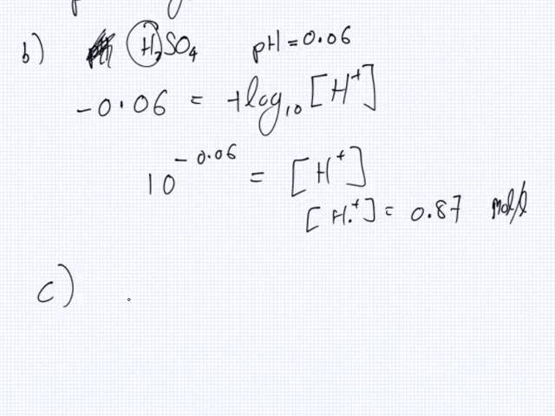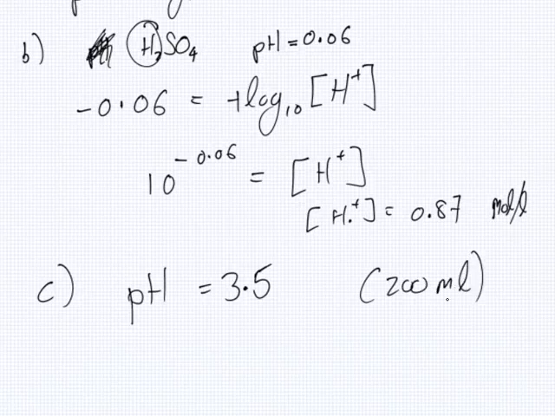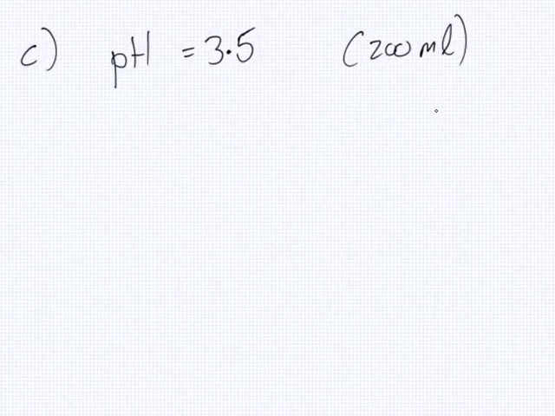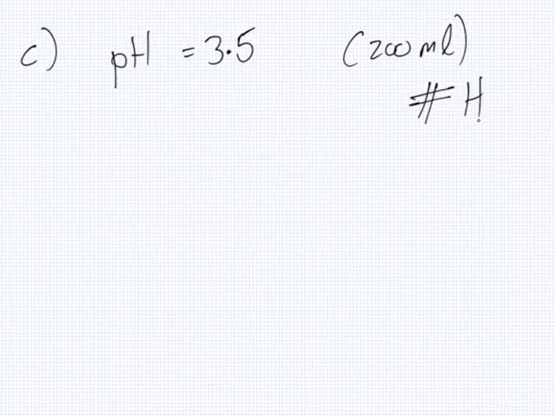So we'll go on to a different material. We'll say the pH level of apple juice is 3.5. And this time we'll say we have 200 milliliters of apple juice. My question is, how many positive hydrogen ions are there? We'll do this one together. I want to know how many positive hydrogen ions, not the concentration, how many? Okay, so let's look at this one together.